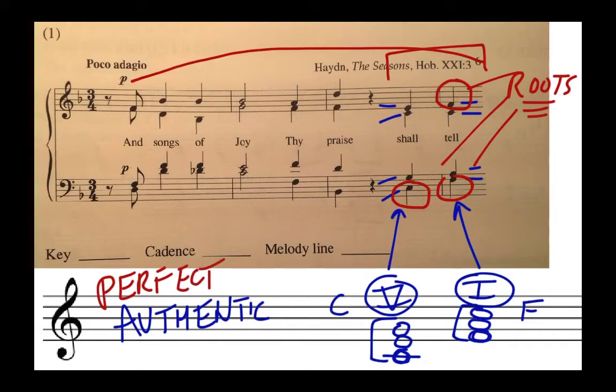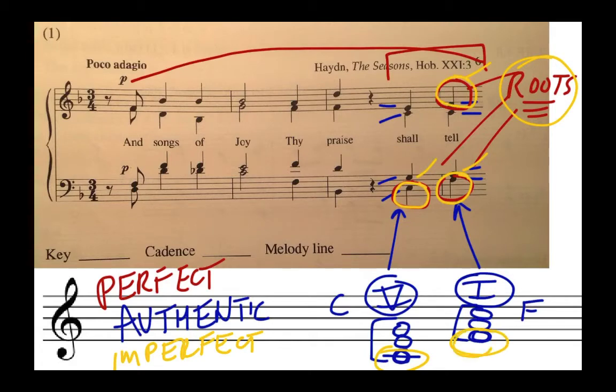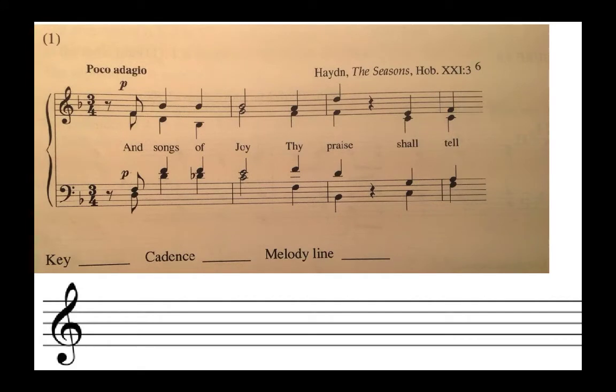But if any one of those 3 points is not the root of its triad, then it is called an imperfect authentic cadence. So let's check it out. It turns out this is the root of the C triad, and this is the root of the F triad, and this is the root of the F triad. So, in this example, we would analyze these last two chords as being dominant to tonic.